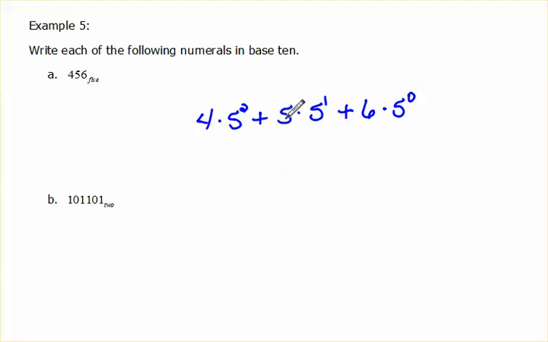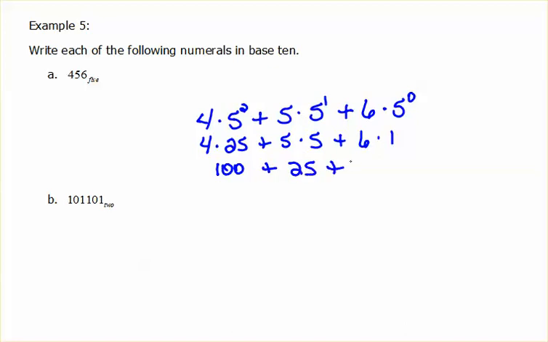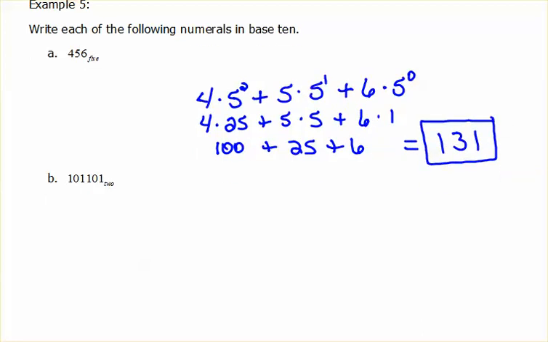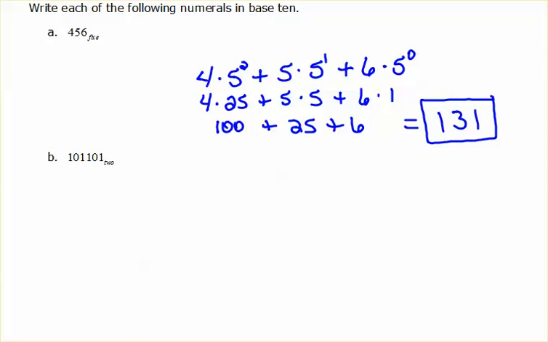So when I multiply these, we get 4 times 5 squared, which is 25, plus 5 times 5 to the first, which is 5, plus 6 times 5 to the 0, which is 1. So 4 times 25 would be 100, plus 5 times 5 is 25, plus 6 times 1 is 6, so this would equal 131. Hopefully you got that. Okay, let's try this next one.